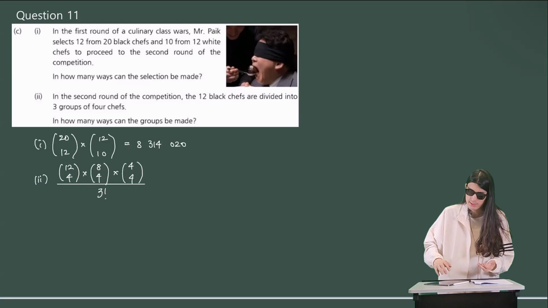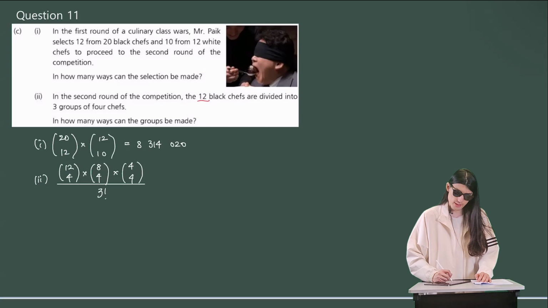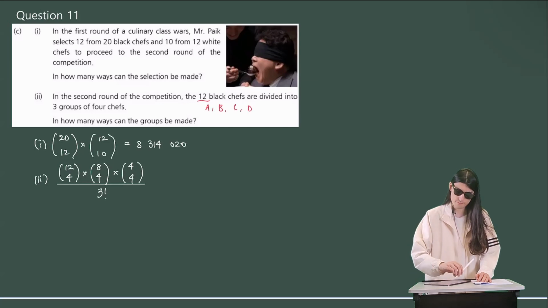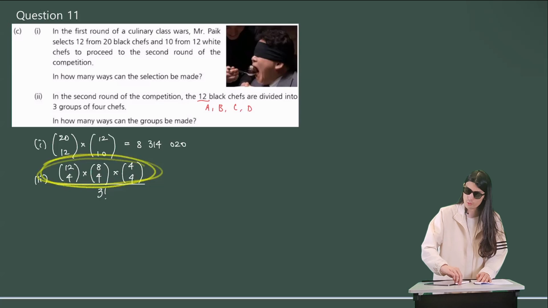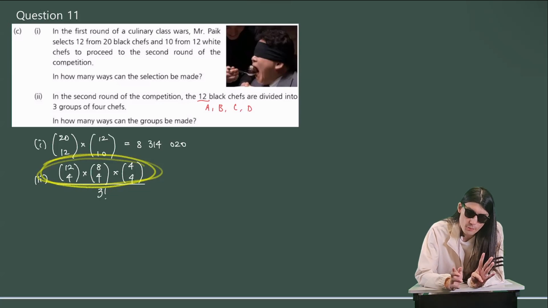Let's suppose that 4 particular people out of the 12 black chefs, let's say that there are 4 particular people, A, B, C, and D. In this selection process, the 12C4 multiplied by 8C4, what we did there is we counted the case where these 4 particular black chefs, A, B, C, D, go into group A as being a separate case to the same 4 people, A, B, C, D, going into group B. And similarly, we treated that as a distinct case from these 4 particular people going into group C.